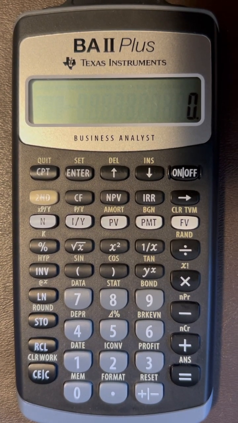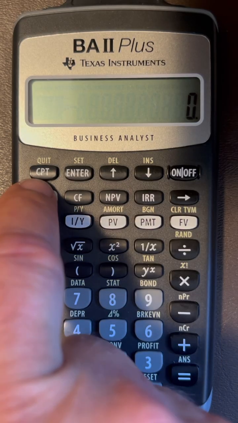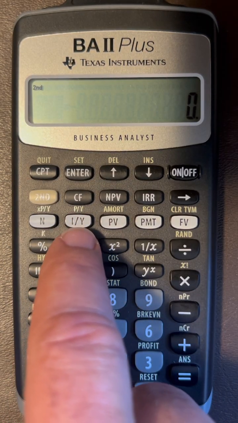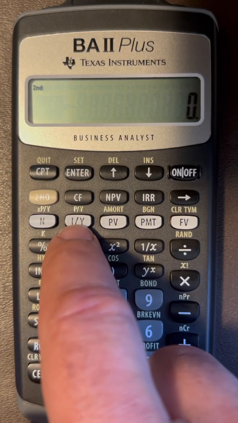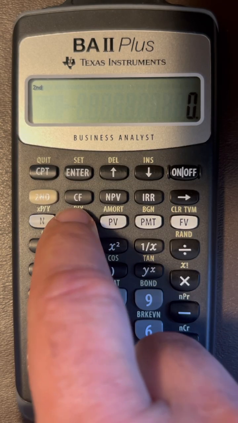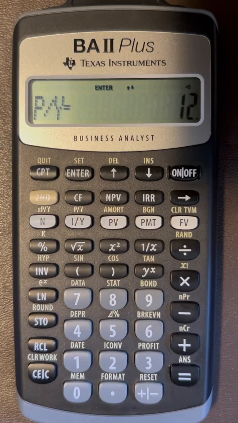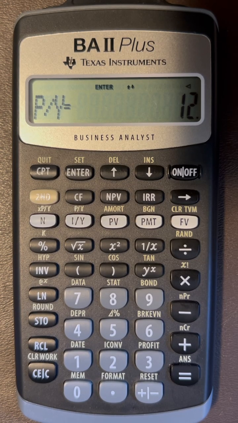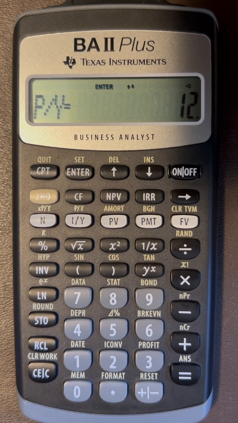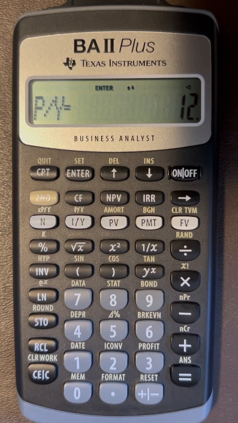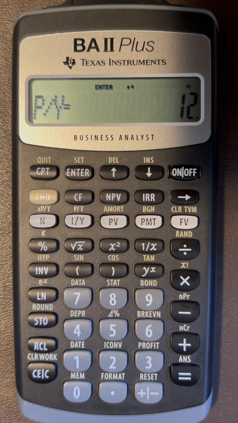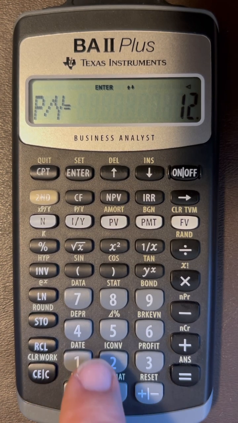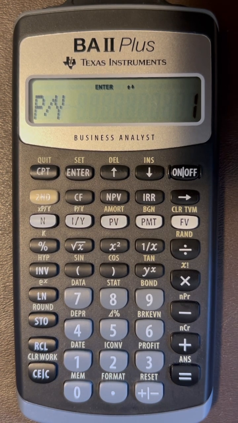So this time, we're going to hit second, and we're going to hit the P/Y button, which is right above the I/Y white button. You see P/Y equals 12. It's assuming there are 12 compounding periods per year. That's fine if everything you do on this calculator is an APR compounded monthly. But a lot of the time we're not going to be doing that. So let's just set this to 1. I want P/Y to be equal to 1.